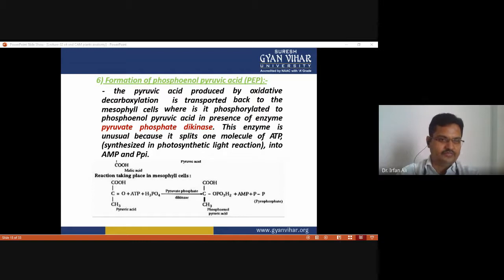Okay, so this is the reaction. Pyruvic acid, in presence of ATP and phosphoric acid, by the enzyme pyruvate phosphate dikinase, forms phosphoenol pyruvic acid plus pyrophosphate. Pyrophosphate means there are two phosphate molecules attached together. So the important molecule formed during this reaction is phosphoenol pyruvic acid, which is required to fix another molecule of carbon dioxide.